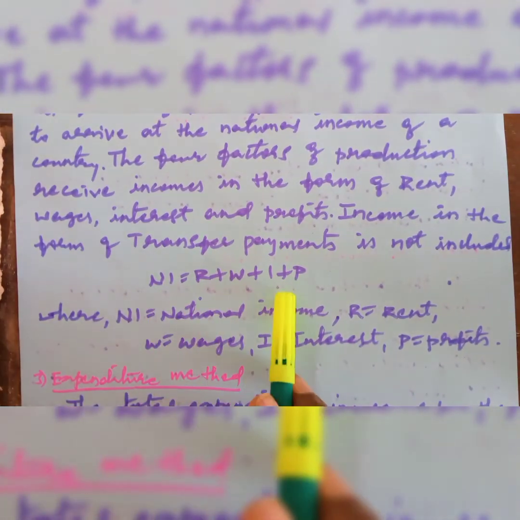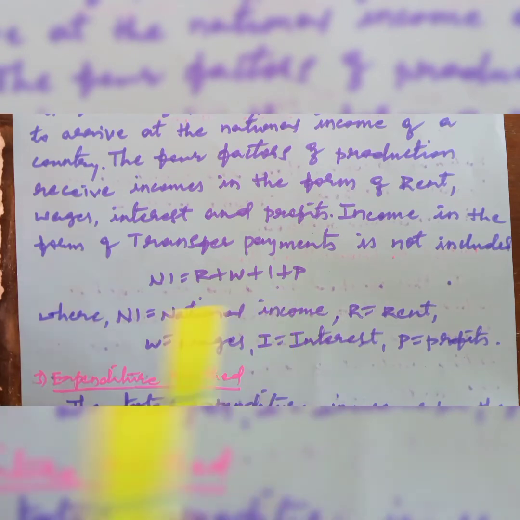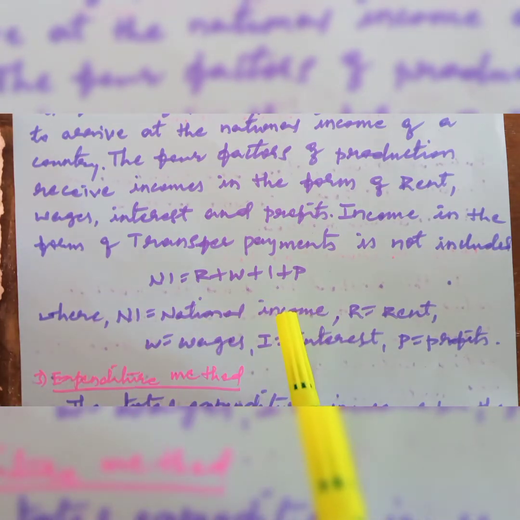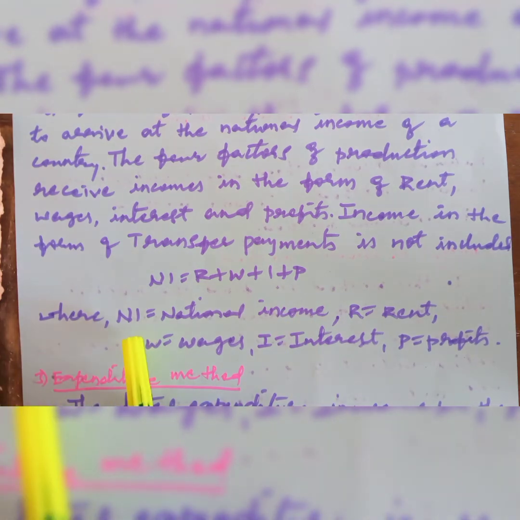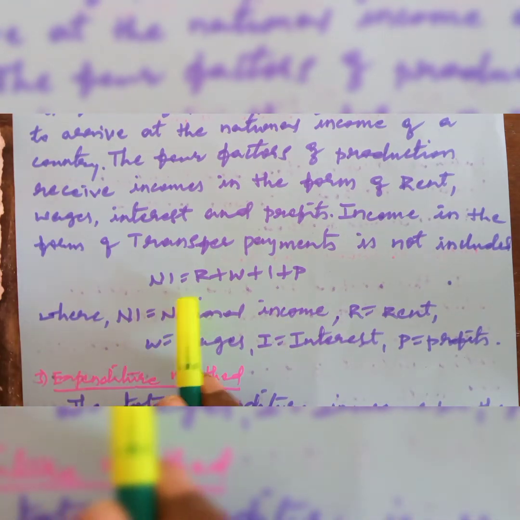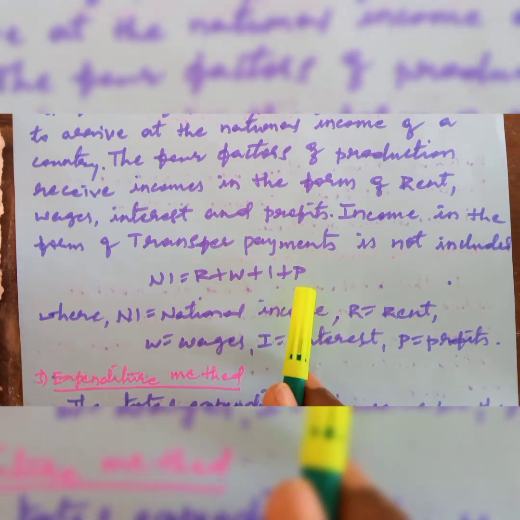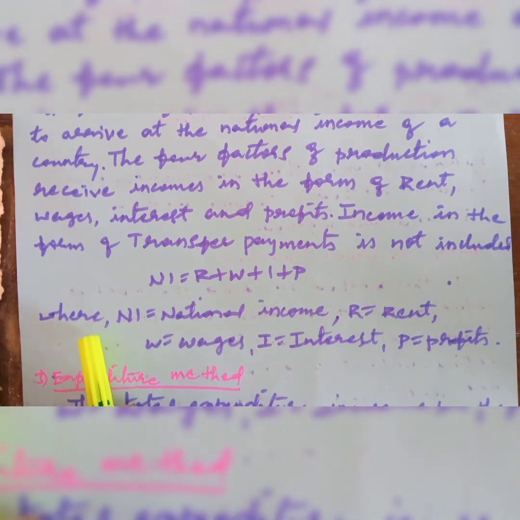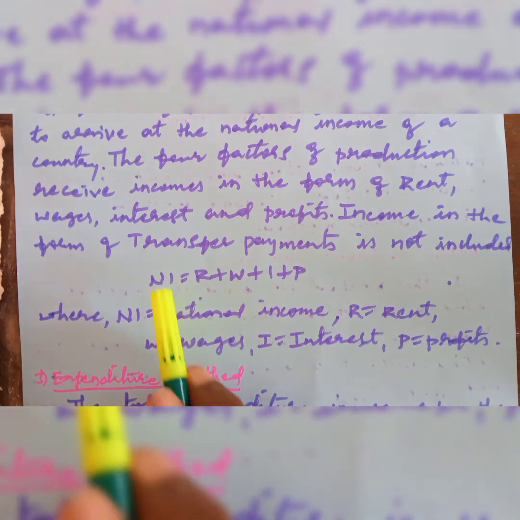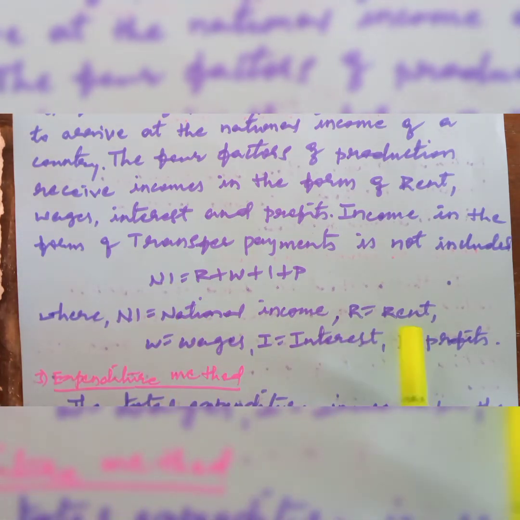By applying this formula, the income method will be calculated to get the national income, where NI is equal to R plus W plus I plus P, where NI is equal to national income. Next, R is equal to rent, W is equal to wages, I is equal to interest, P is equal to profits. Okay, this is the second method.